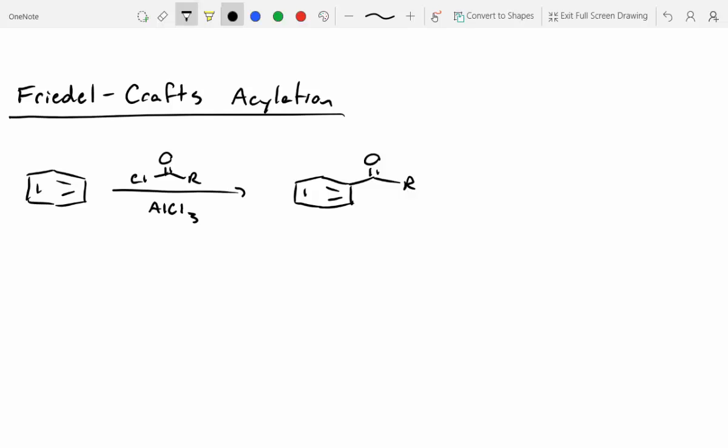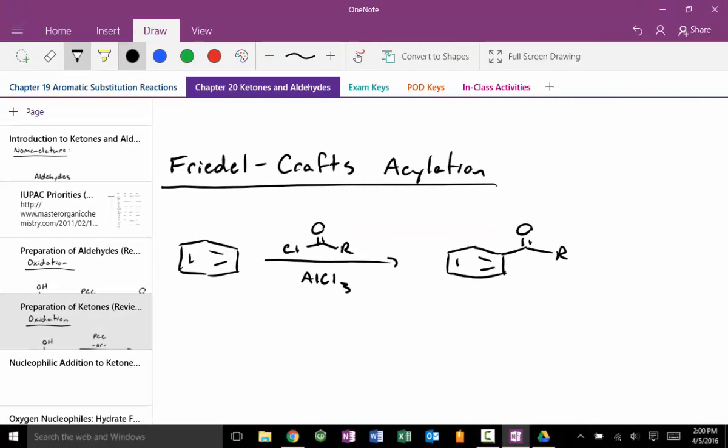If we have a strongly deactivated benzene ring, will this work? No. Remember, Friedel Crafts reactions only work if you've got a ring that's activated or at the very least weakly deactivated. If it's moderately or strongly deactivated, it won't work. All right, so now we get into new chemistry. Enough of the review.